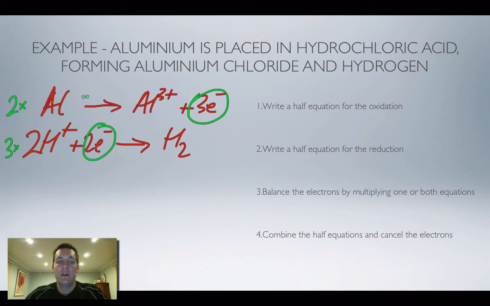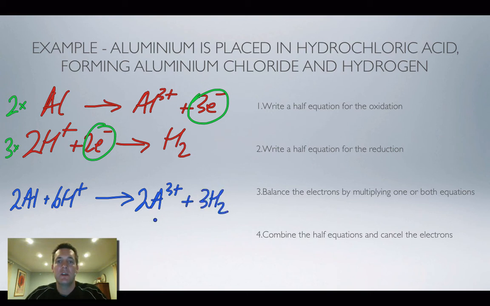Okay, and now when I combine these two equations, I should have 6 electrons in both of them. But I need to remember to multiply everything in them by these numbers. So here we go: 2 aluminiums and 6 H pluses, and these 6 electrons, which I know are going to cancel, so I'm not going to include them, is going to make 2 aluminium 3 plus ions and 3 of these hydrogen molecules. Okay, so again, there's an overall balanced redox equation from my 2 half equations. But this time I had to multiply the equations to make sure that the number of electrons was the same.